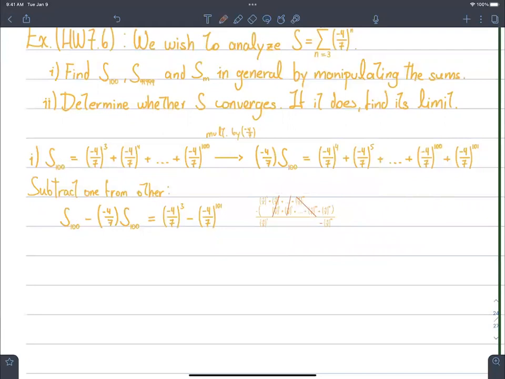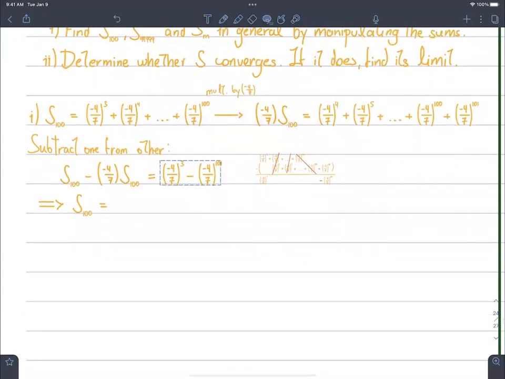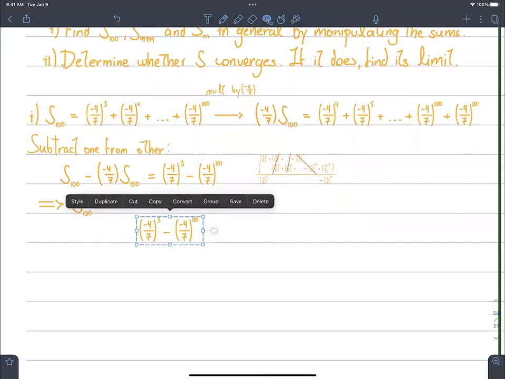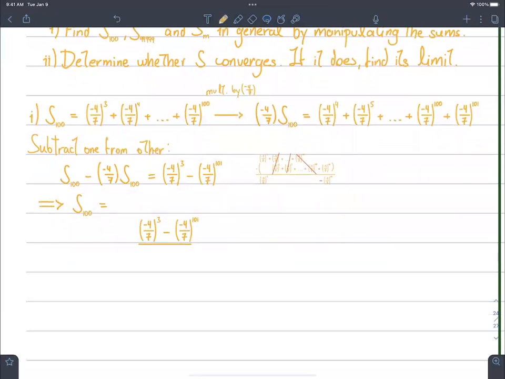So we can factor the S100 out in order to obtain this expression. So this over 1 minus this amount. So this is 1 minus 4/7. Okay, and that's it. This is the number which is equal to that partial sum S of 100.